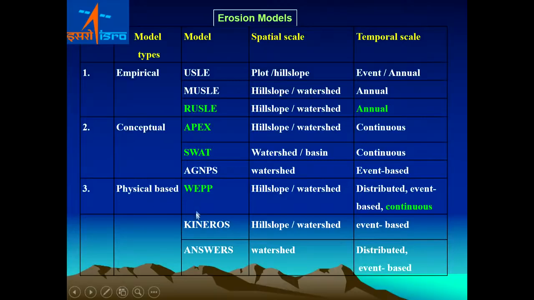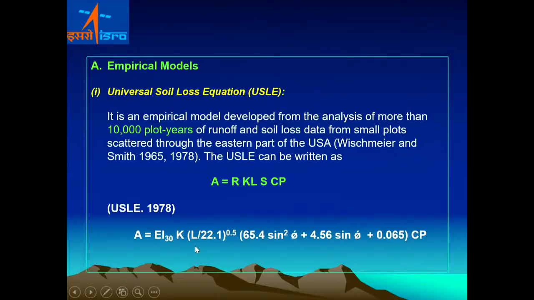So I will give one example of these models in my presentation. We go for the empirical model. As I told you, in the very beginning in 1965 it was developed by Wischmeier and Smith, and later it was released for the public in 1978. They conducted 10,000 plot experiments throughout the USA, and this is the simple equation they gave: A, annual soil loss, equals R K LS C P. What is R? R is the kinetic energy, EI30, which I told you earlier.